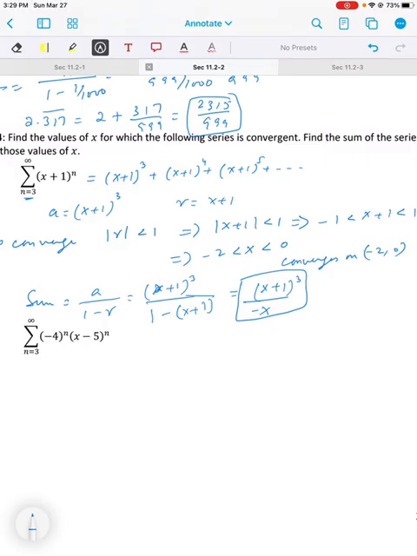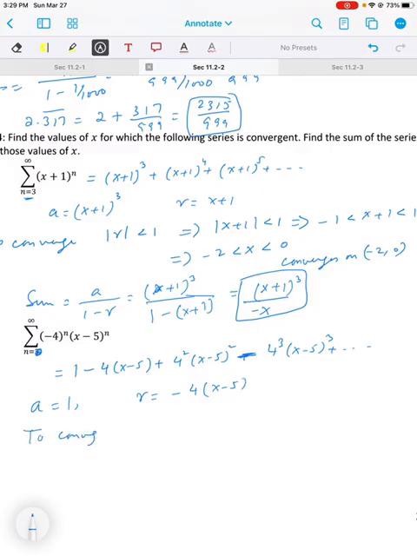Looking at the next example, the n actually starts at 0 here. If n is starting at 0, what will be the first term? The first term will be just 1, because anything raised to power 0 is 1. The next will be negative 4 into x minus 5. The next will be plus 4 squared into x minus 5 whole squared. Next will be negative 4 cubed into x minus 5 whole cube, plus dot dot dot. So from here you notice that a is 1 and r is negative 4 into x minus 5.